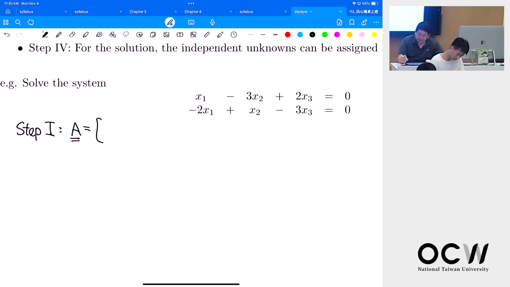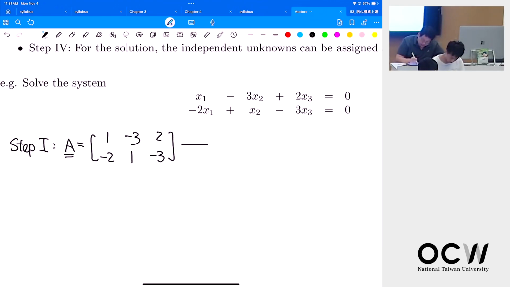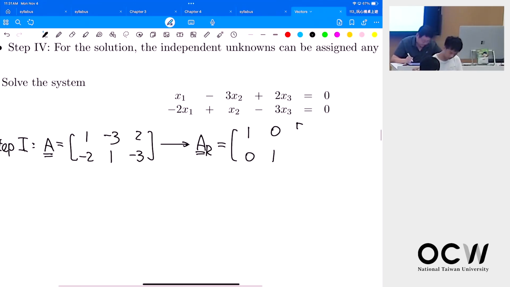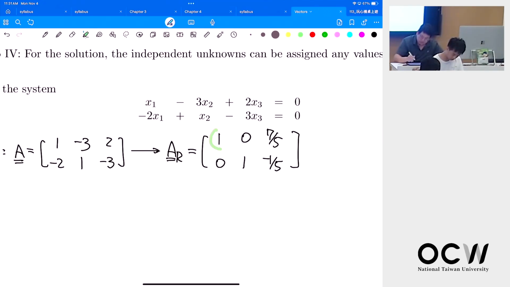This matrix A. Give me the first column. What is the element? 1, minus 2. Second column? Minus 3, 1. And how about the last column? 2, minus 3. Okay. Then you can find the reduced matrix to be 1, 0, 0, 1, 7 over 5, minus 1 over 5. And here you can see that these two are the leading entries.